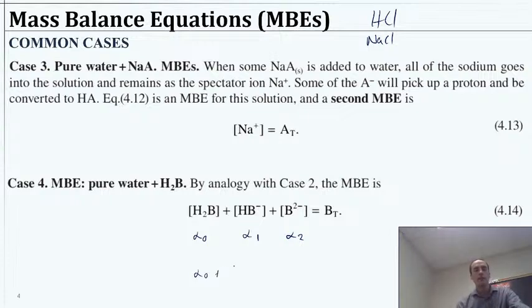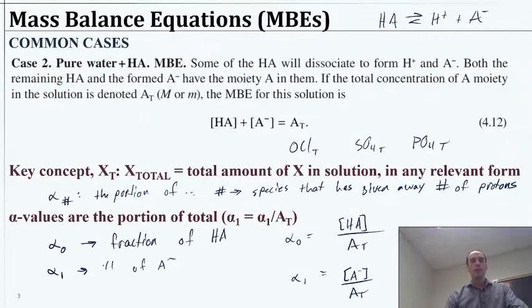By the way, we should recognize that if we take alpha 0 plus alpha 1 plus alpha 2, that should be exactly 1, right? Because if we add the fraction that is in the first kind plus the fraction that is the second kind plus the fraction of the last kind, it should equal 1, right? The total fraction is 1 out of 1. 100% of the acid is in these forms combined, right? That would be the same thing on this one, right? So alpha 1 plus alpha 0 should equal 1.0, right?